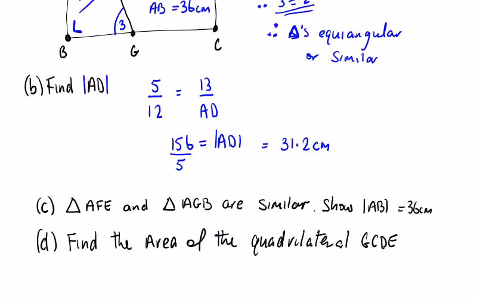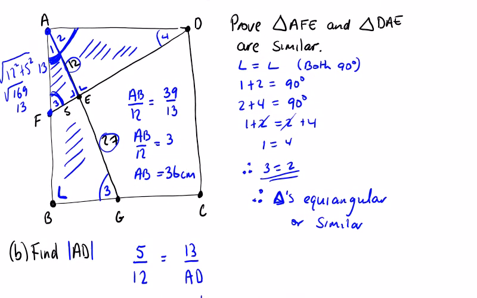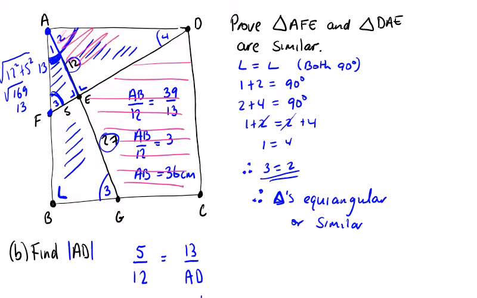In part D, we're asked to find the area of the quadrilateral GCDE. Let me just do it in a different color. It's this guy here. So it's the area of the whole rectangle, take away the area of this triangle here, and then taking away the area of this triangle here.